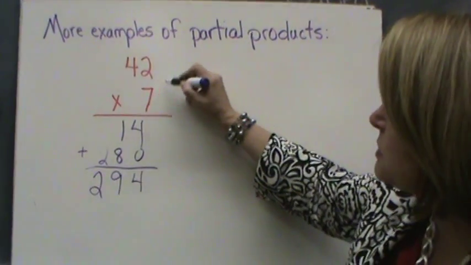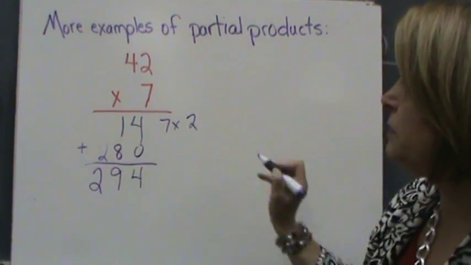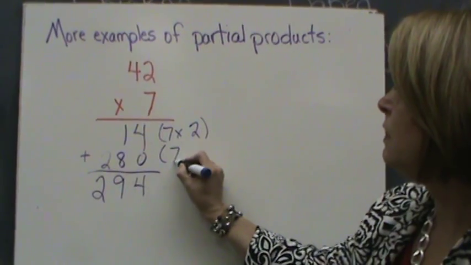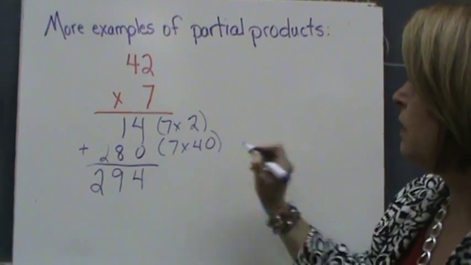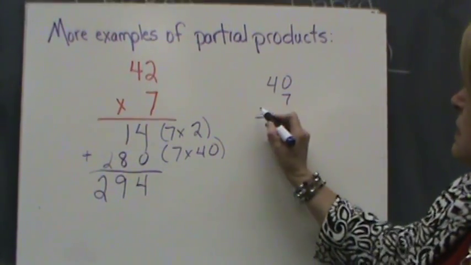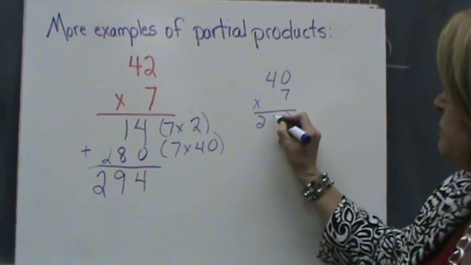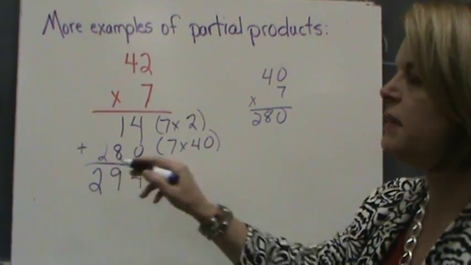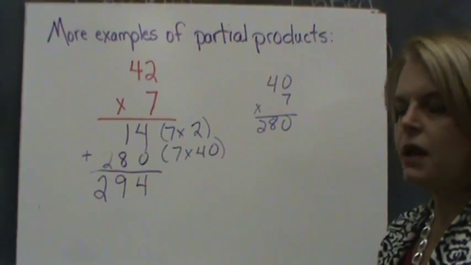So I've multiplied the numbers in the ones place. This is 7 times 2. Then multiply 7 times the number in the tens place. That's going to be 40. Well, that's easy. If I know this, 7 times 0, 7 times 4, that's here, and then just add. So 42 times 7 is 294.